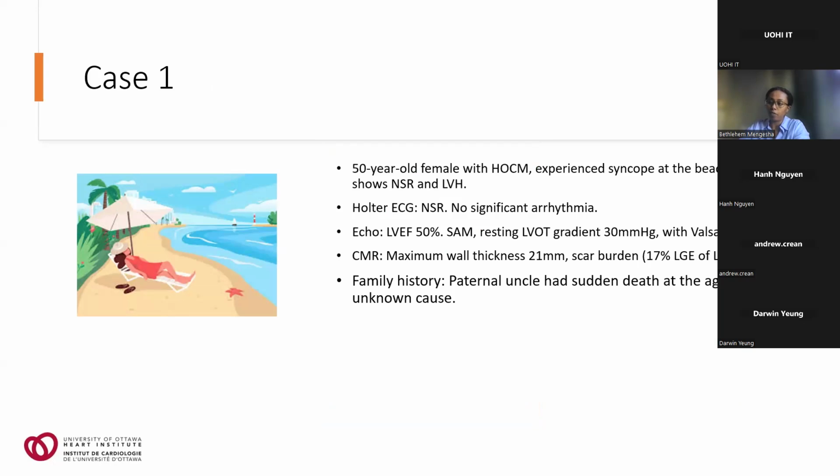So this is a 50-year-old female patient with non-obstructive hypertrophic cardiomyopathy. She presented after she experienced syncope while she was at the beach. She skipped breakfast that morning and napped on the beach for a while. She had a syncopal episode when she stood up abruptly. Her ECG and subsequent Holter were unremarkable for arrhythmia.